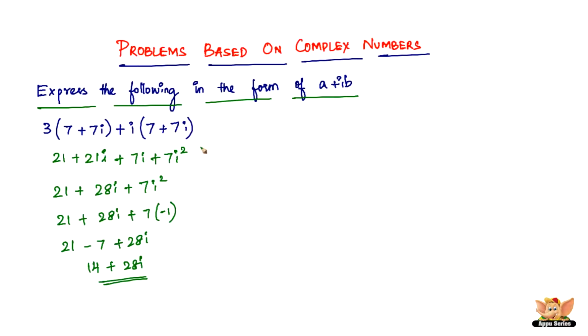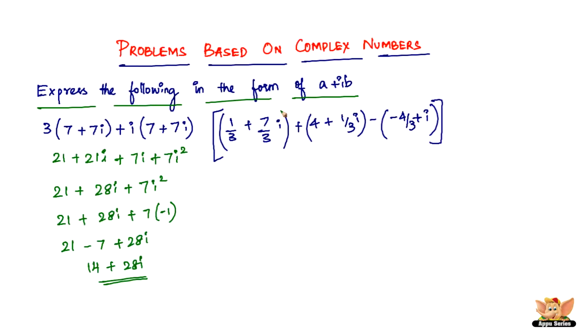Let's quickly solve another problem. Alright, here we have another one, quite a lengthy one, and in the form of fractions as well. It is 1 by 3 plus 7 by 3i plus 4 plus 1 by 3i minus of (minus 4 by 3 plus i). So all that you have to do is just group the i's and the numbers together and apply basic mathematical operations and solve it. Or another simple way of doing it is to take two at a time and group them.